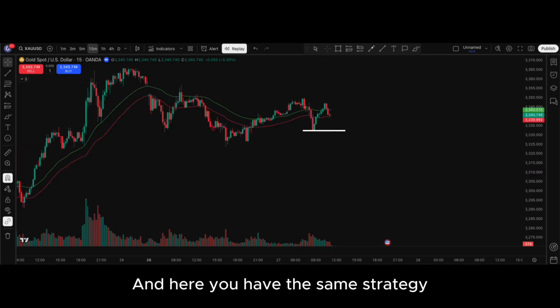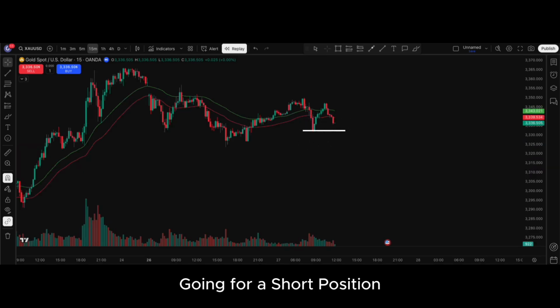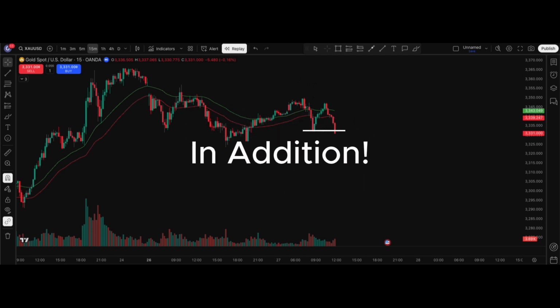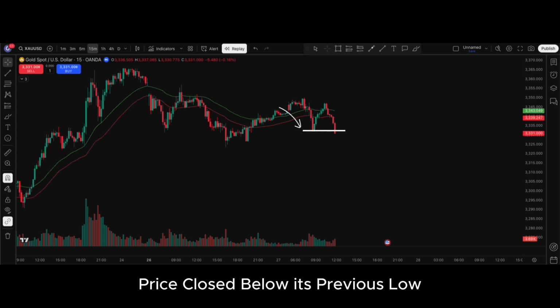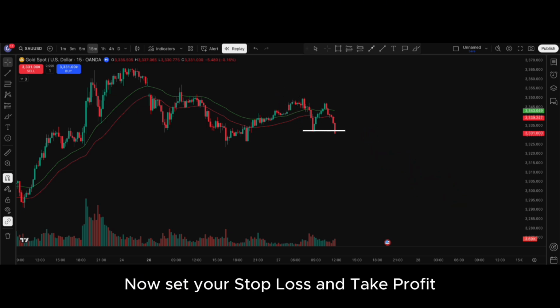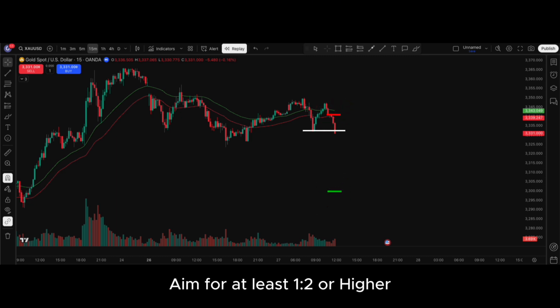And here you have the same strategy, going for a short position. And as you can see, price is now moving under the moving averages. In addition, price closed below its previous low, indicating that we are heading down. Now, set your stop loss and take profit. Aim for at least a 1 to 2 or higher.